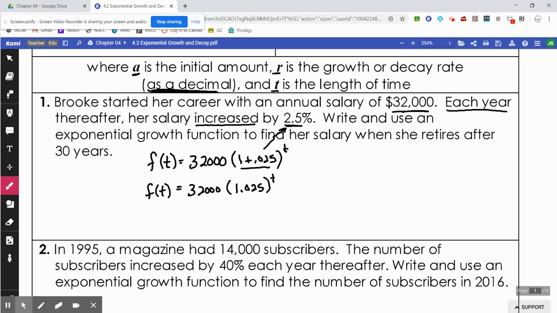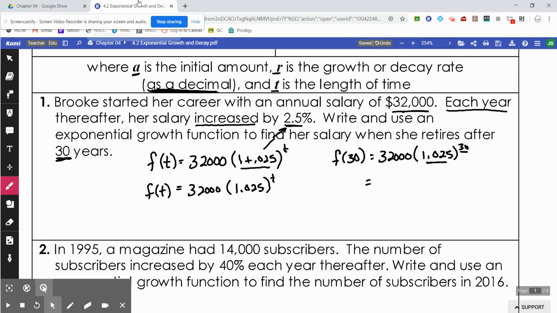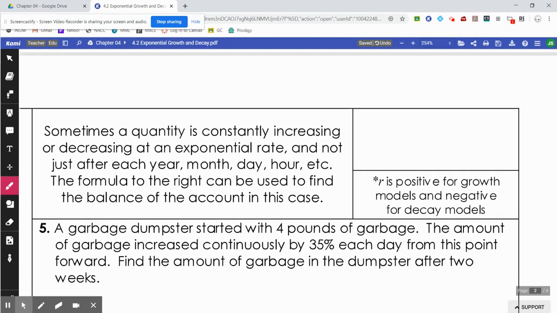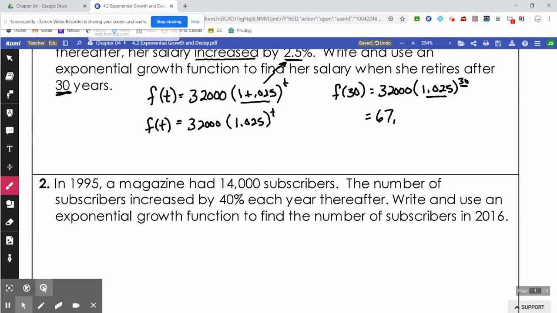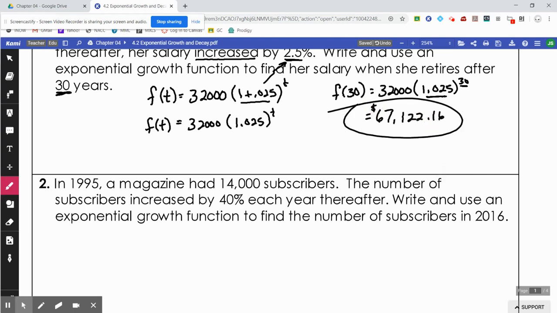We want to write and use an exponential growth function to find out her salary 30 years later when she retires. So we're finding F of 30. So we started at 32,000, and we're going to increase at that 2.5% for 30 years. We are going to have to type this in our calculator. That's going to be a large decimal, and we find out that F of 30 is $67,122.16. That's her finishing salary.